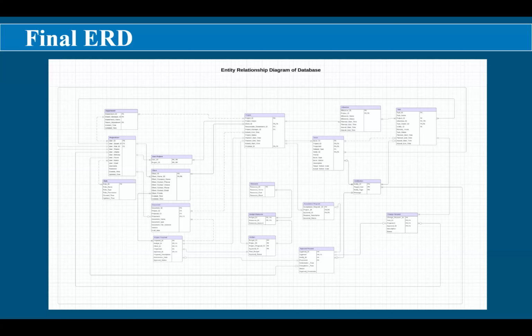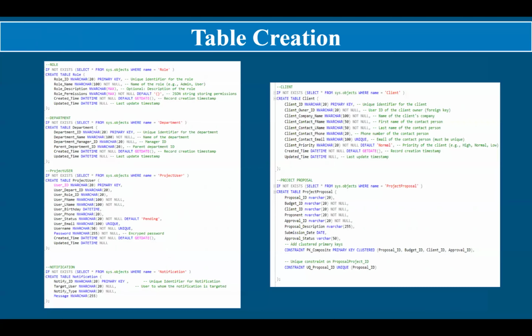Finally, we are employing associated entities like this one here, the user project entity, to demonstrate the many-to-many relationship between different entities. Now I'm handing this over to Kisana for table creation.